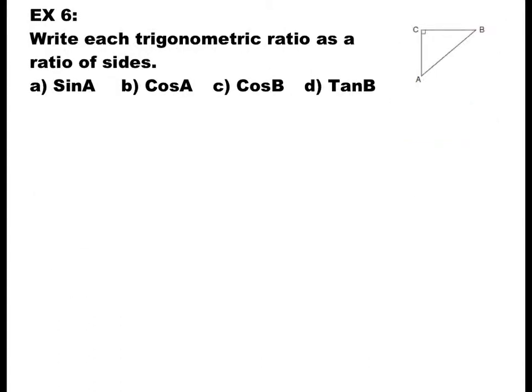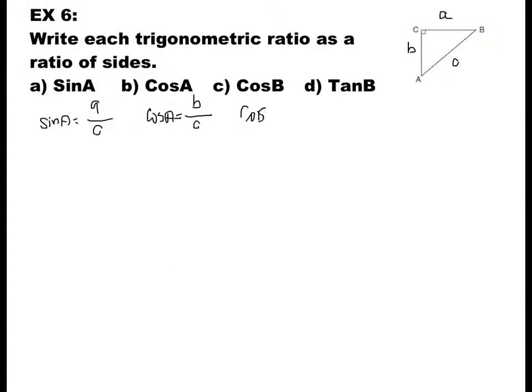Okay, again, as I said, the convention is the sides in front of every vertex get the lowercase letter of the vertex. So this is B, this is A, and this is C. Now, sine, by definition, is opposite over hypotenuse. So sine A is equal to opposite, which is A, divided by hypotenuse, which is C. Cos A, by definition, is adjacent over hypotenuse. Adjacent is B divided by hypotenuse, which is C.